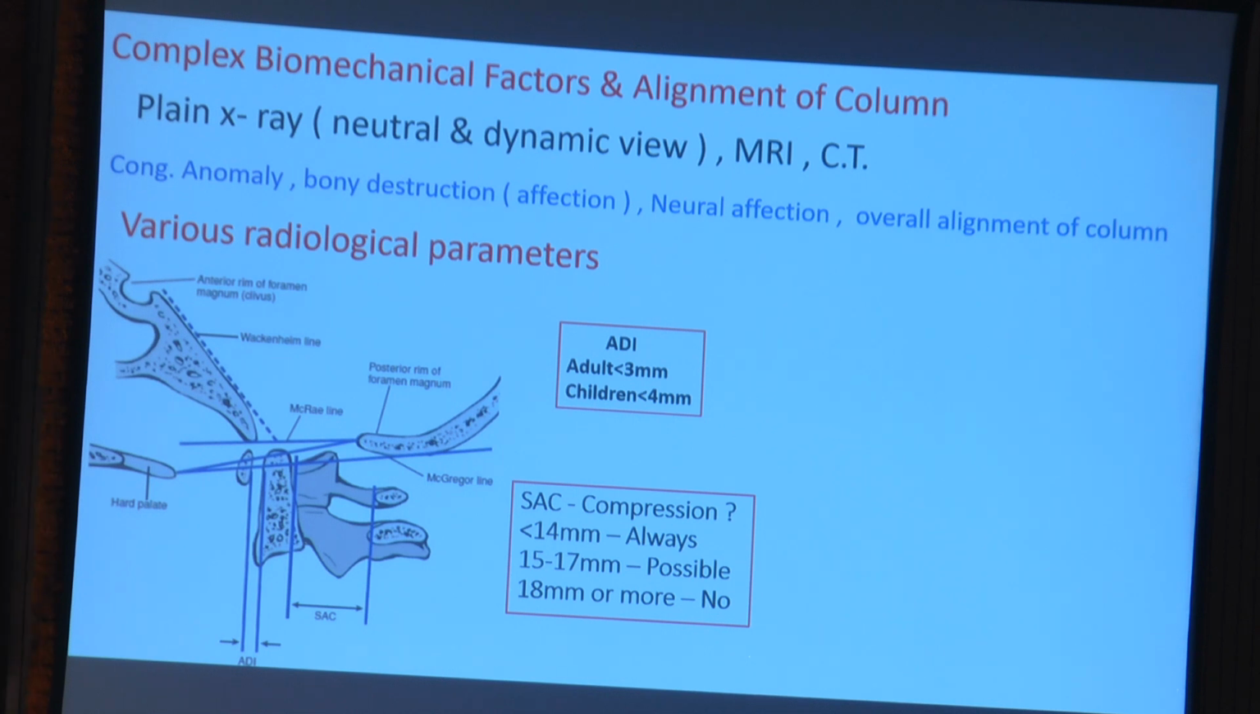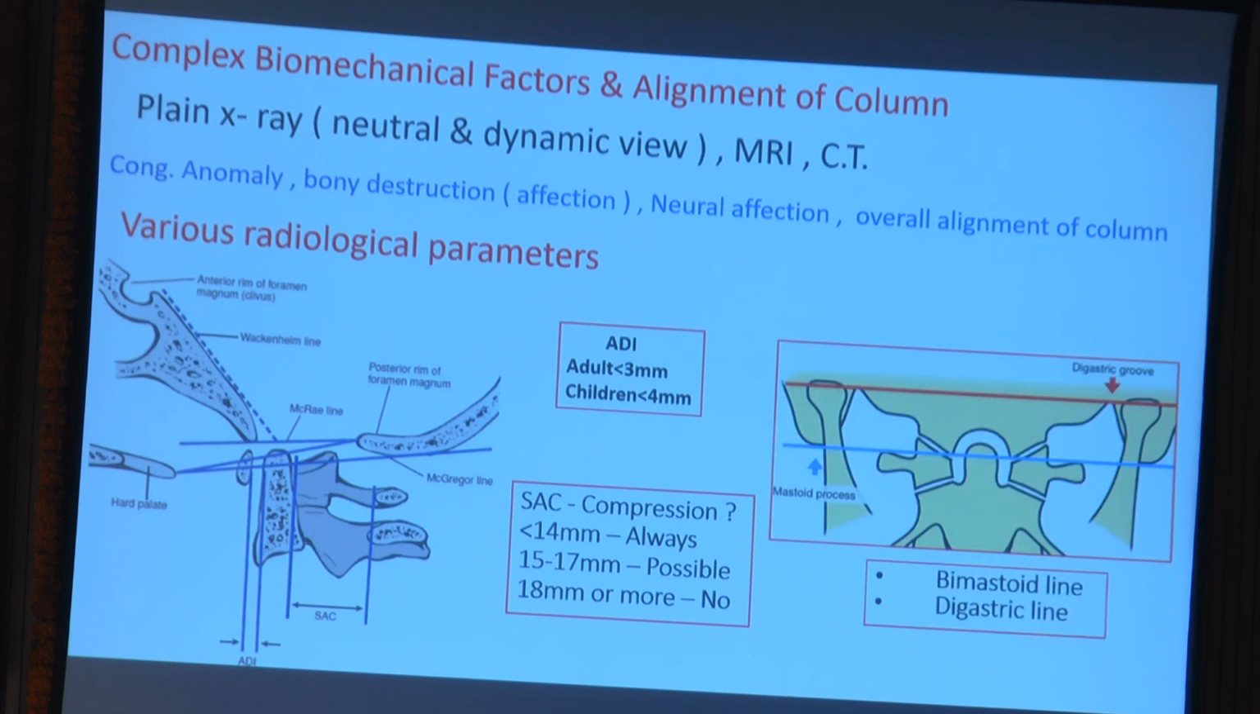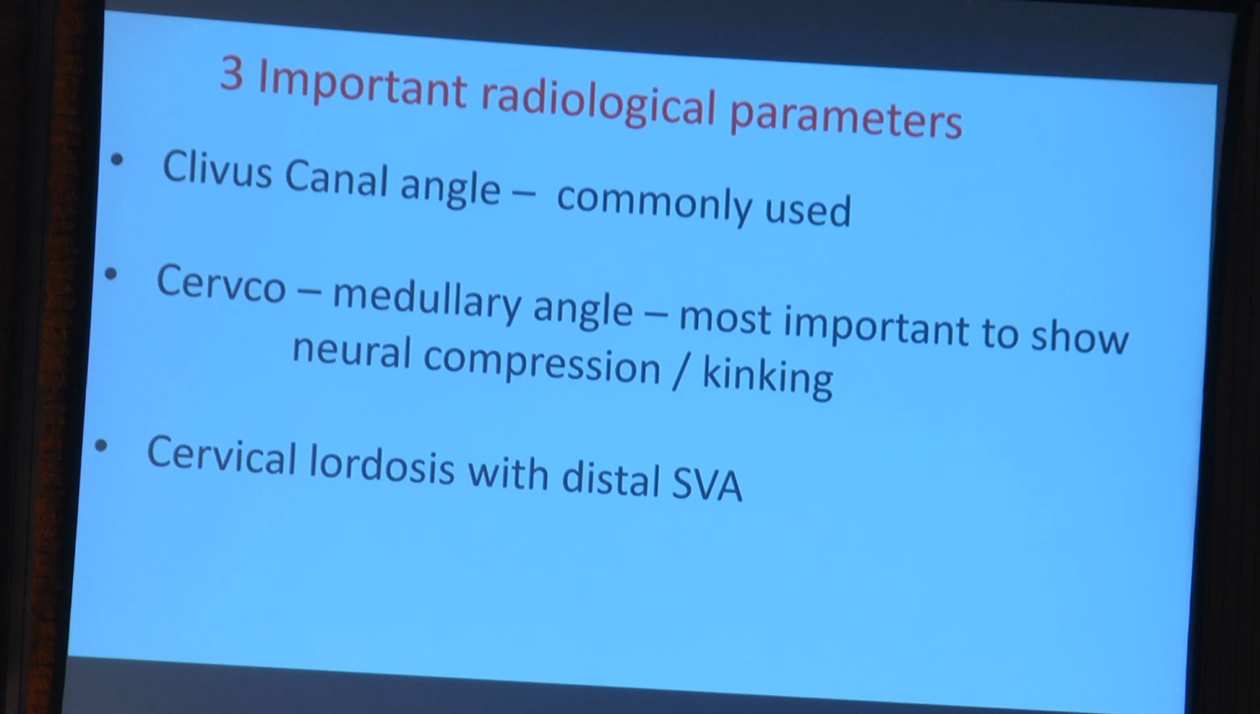So there is still the rule of thirds. In the anterior third you have the odontoid, that is dens. In the center part you have the dens, and then you have the arch, and also posteriorly there is available space. And in the coronal view you have the digastric line and the bimastoid line, which can tell you the axial settling in that case. Okay, so there are 3 important radiological parameters: the clivus canal angle, which is commonly used, the cervicomedullary angle, and cervical lordosis with the distal sagittal vertical axis of the spinal column.